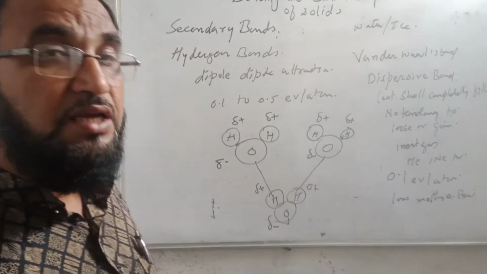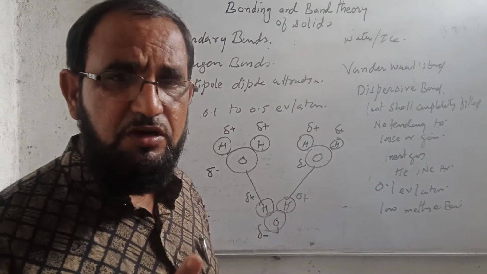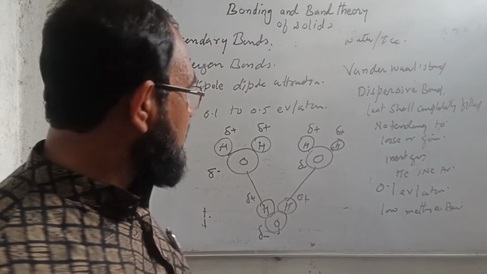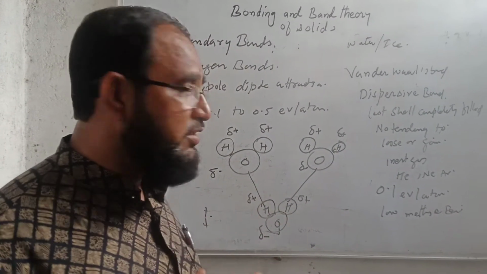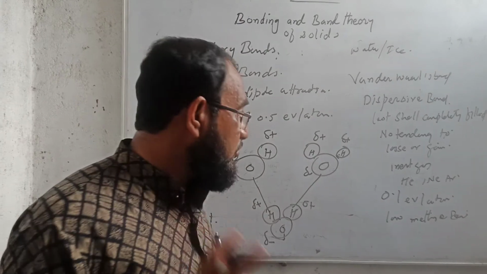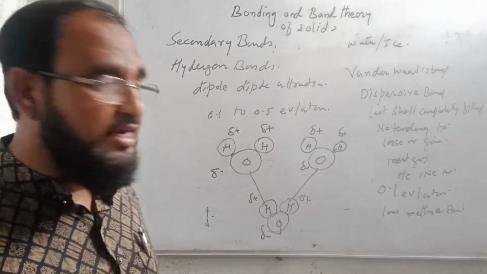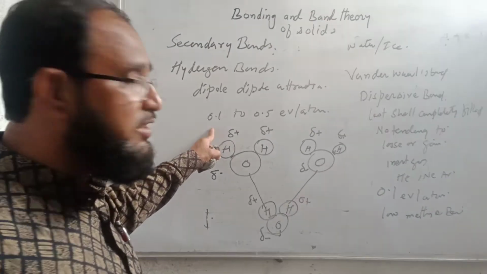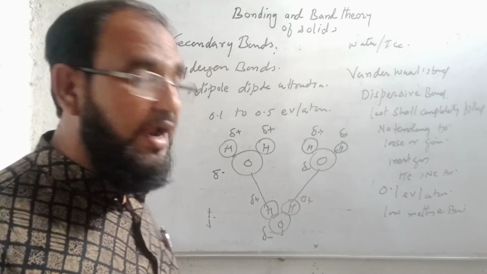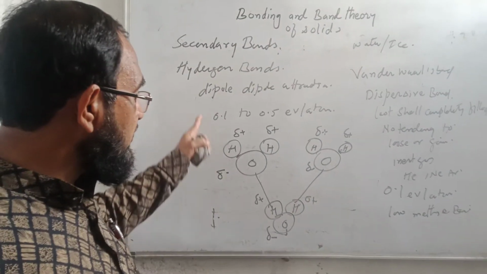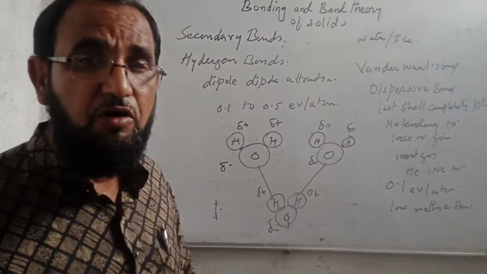Now come to the secondary bonds. In secondary bonding, we have two types of bonds. One is known as the hydrogen bond, and another is known as the van der Waals bond. In the case of the hydrogen bond, there is dipole-dipole attraction, and the cohesive energy is from 0.1 to 0.5 electron volt per atom.